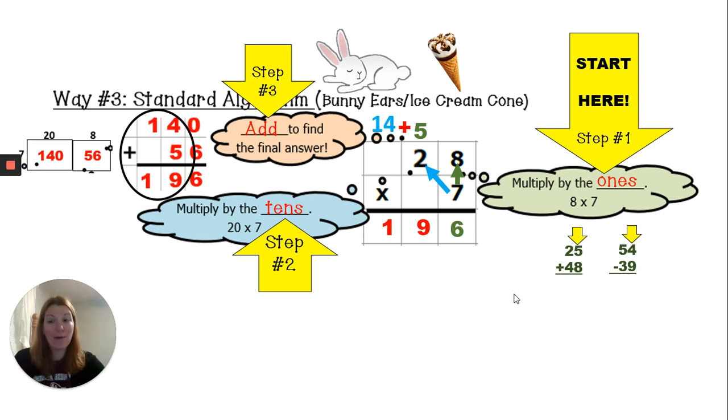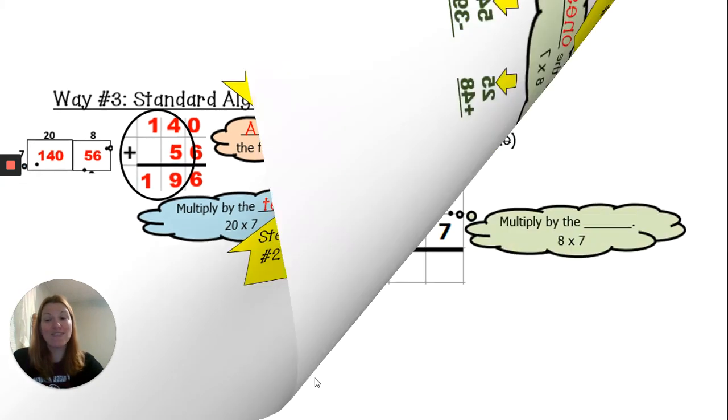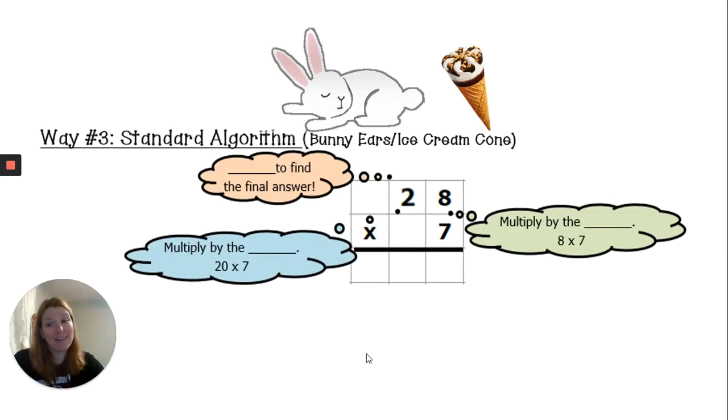Okay, now pick up your pencil, and I'm going to have you see what you have to actually write down, because it's really not that much. That's what makes this problem so fast to solve. So there's not very much writing. Pick up a pencil, and we're just going to go through it. Remember, we start over here with the ones place, we're going to multiply by the ones.